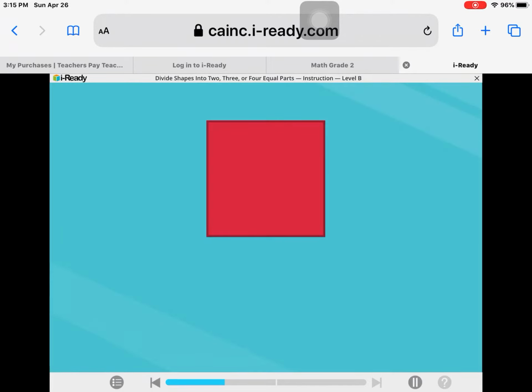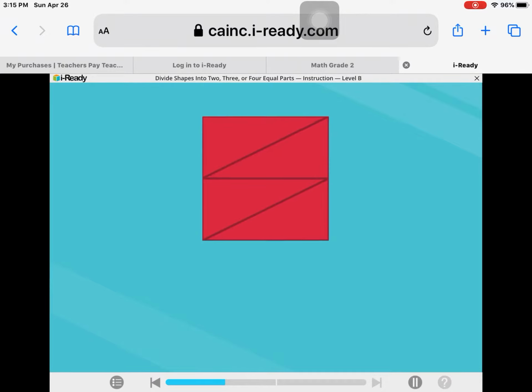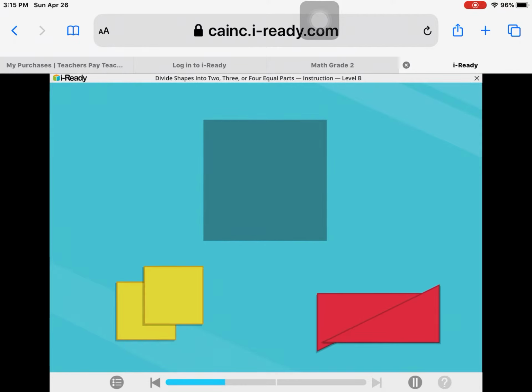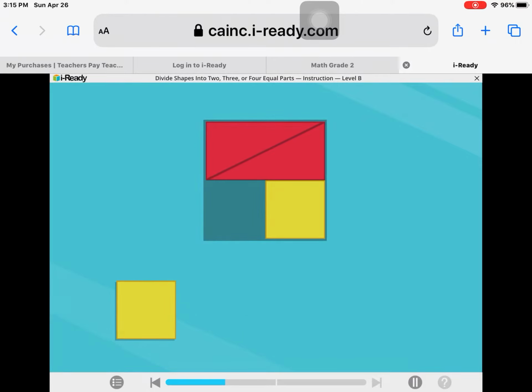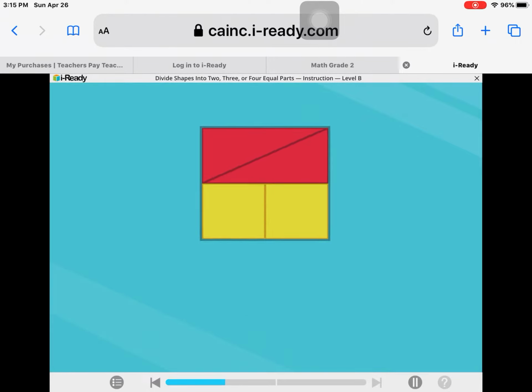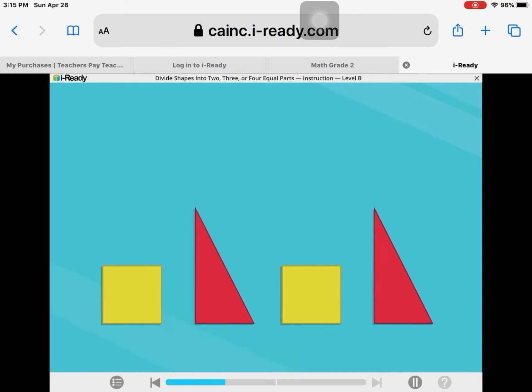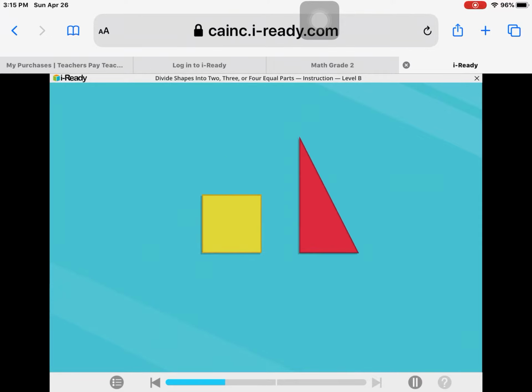A square can be divided into triangles. Tap the square. 4/4. Drag the shapes to fill the puzzle. Now the puzzle has 2 squares and 2 triangles. Each shape is 1/4 of the puzzle. Equal parts can be different shapes.